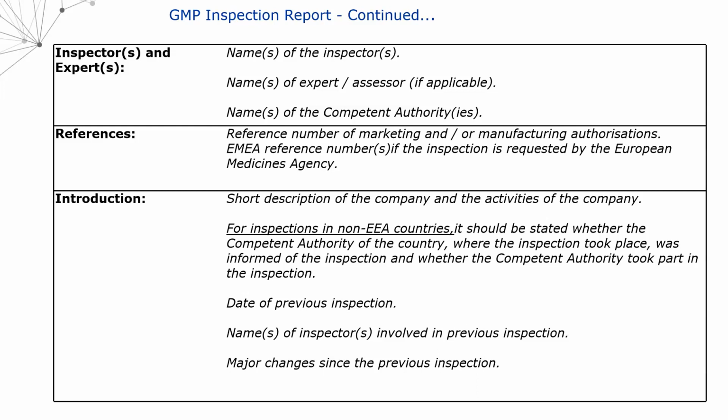And the references section will have any manufacturing authorizations, EMA reference numbers, and inspections requested by any agency; those kinds of details will be written in this references section. And when it comes to the introduction, as I told you previously, for any non-EEA countries, it should be stated whether the competent authority of the country where the inspection took place was informed of the inspection, or whether the competent authority took part in the inspection. All those details will be covered in this introduction.